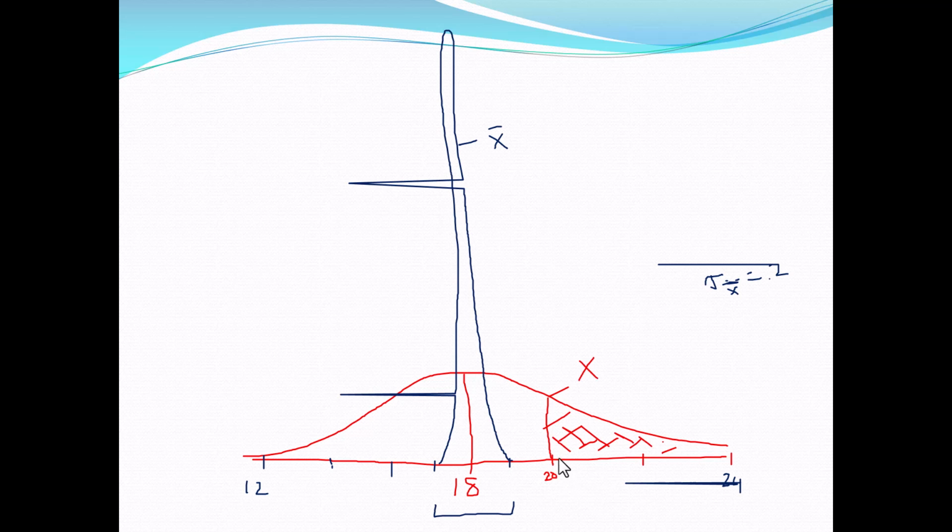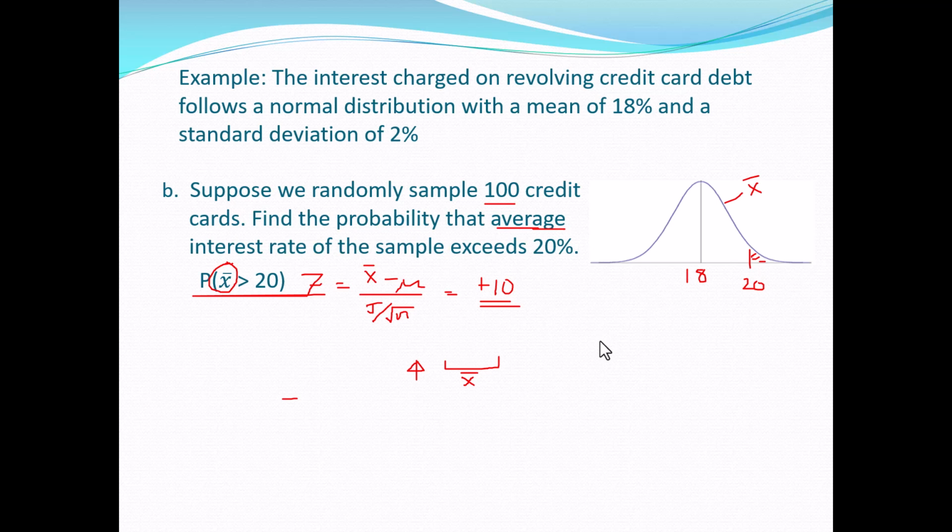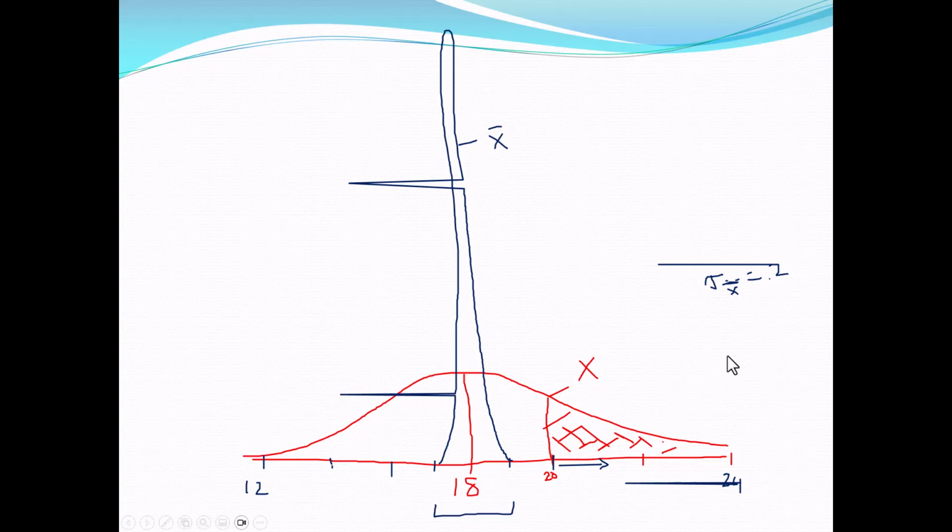But the point is, when I come out here and look at a value of 20 in the x bar distribution, you're like, hey, there's nothing out there. There's no probability beyond 20 in the x bar distribution. And that's what we said right here. As the sample size increases, these sampling distributions get taller and skinnier and taller and skinnier. And here's where we end up.